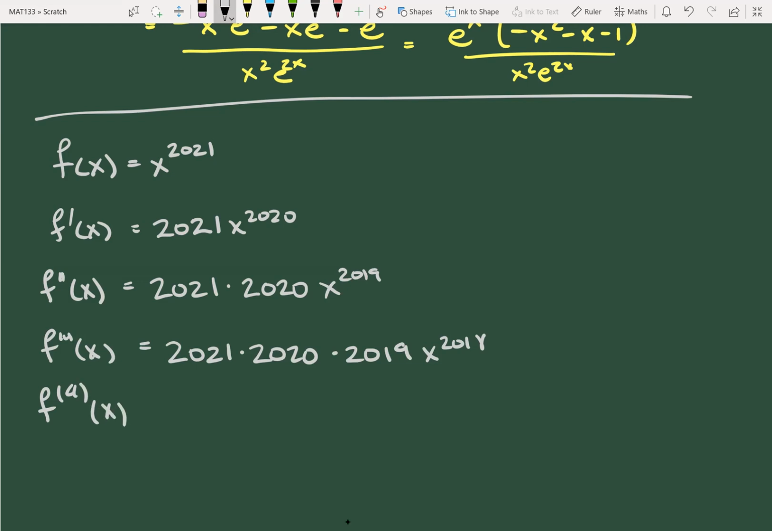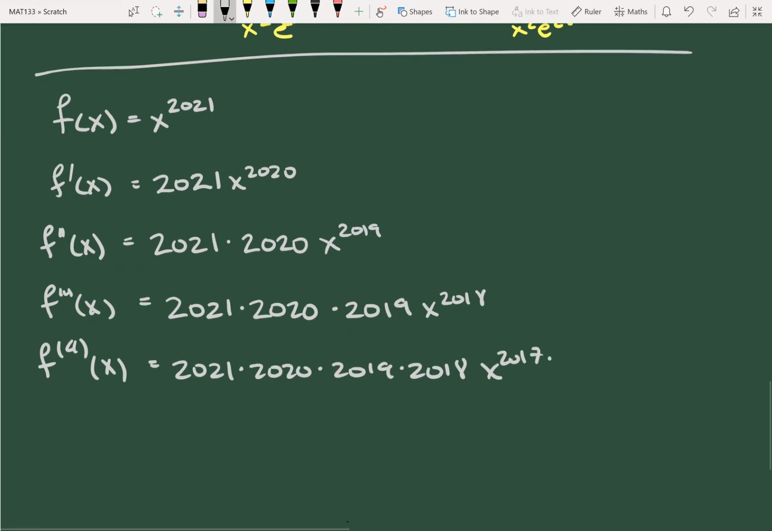The fourth derivative of x is 2021 times 2020 times 2019 times 2018 x to the 2017. Okay. So it seems to be the product of all the numbers from 2021 and down, however many times we've taken derivatives. If we take 4 derivatives, we take 2021 and multiply it by each of the numbers less than that, 4 times in total, because it was the 4th derivative, right?